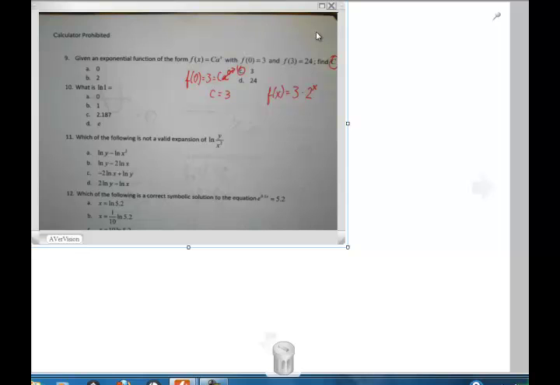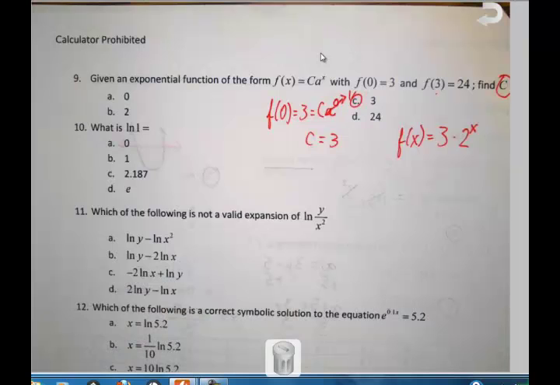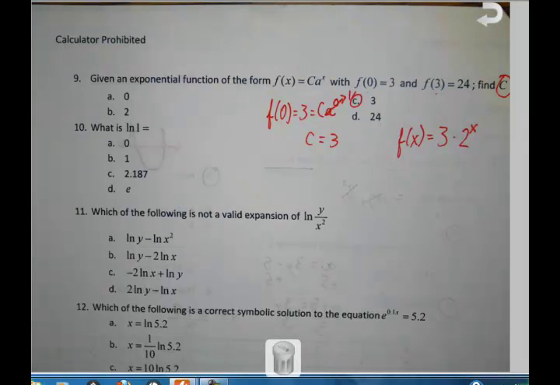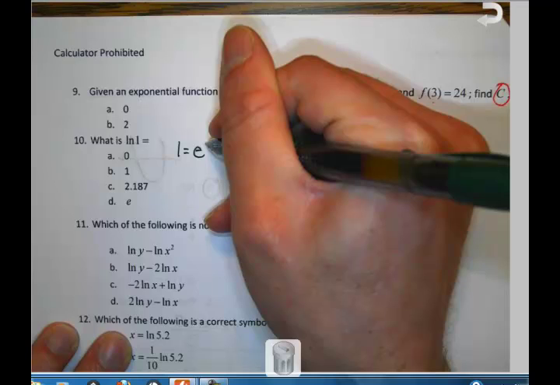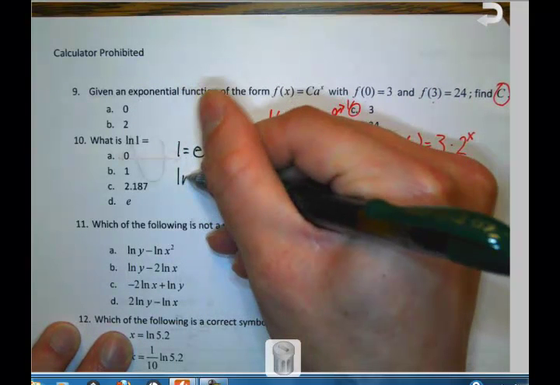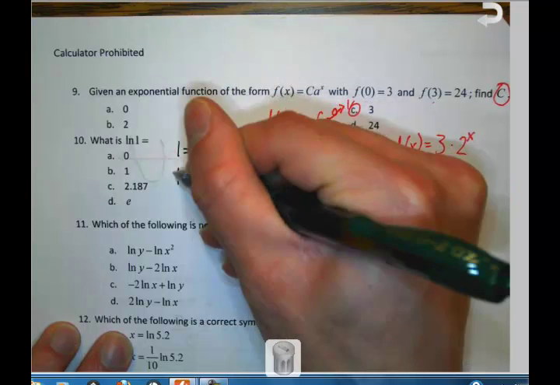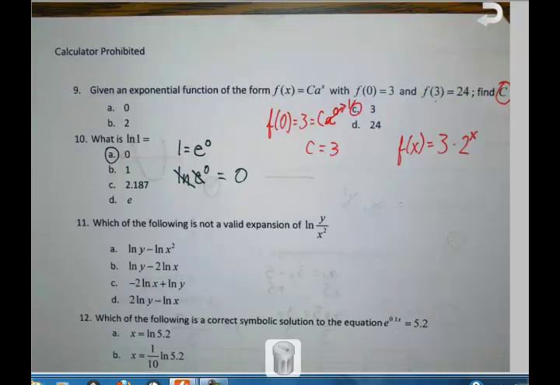the log of 1 is always 0. Because if I think about it, 1 is actually the Euler constant to the 0. So I have the natural log of e to the 0, natural log cancels e, and so all I'm left with is 0. Okay.